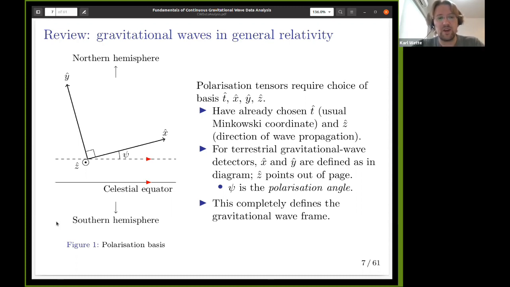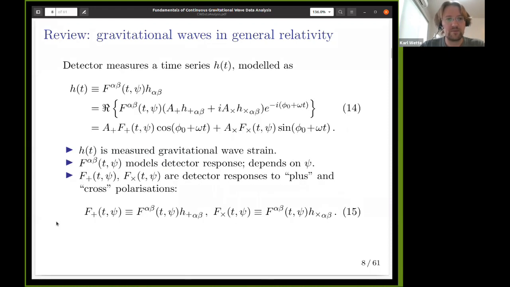But this particularly defines that gravitational wave frame. One important thing it does is that, depending on that choice of psi, that changes how you interpret the polarization. So a plus polarized wave could equally be interpreted as a cross polarized wave, depending on which reference frame you're using. So it's important to remember that.